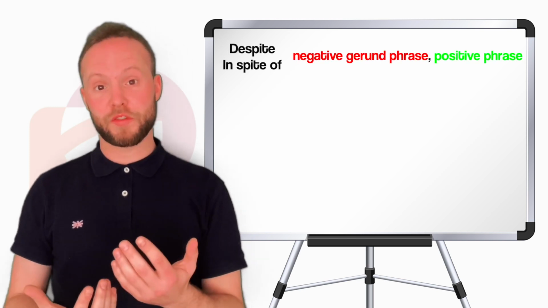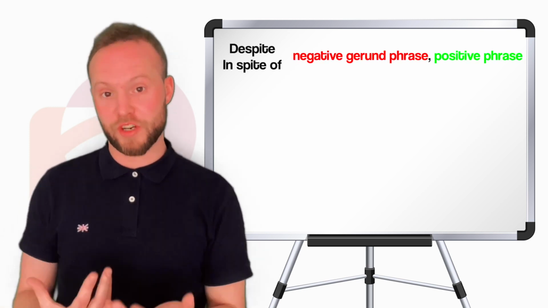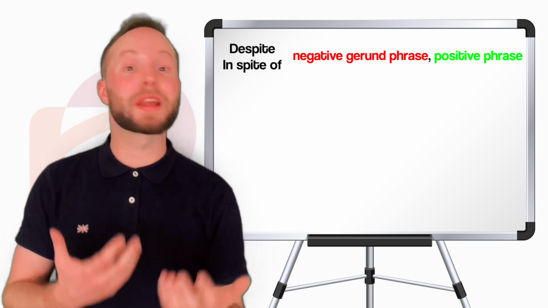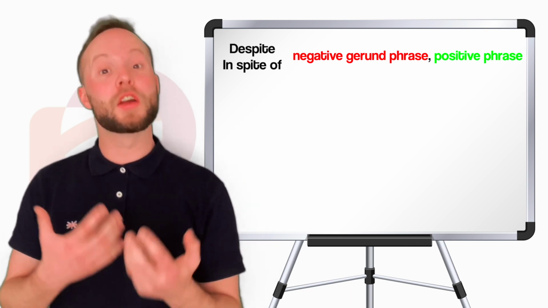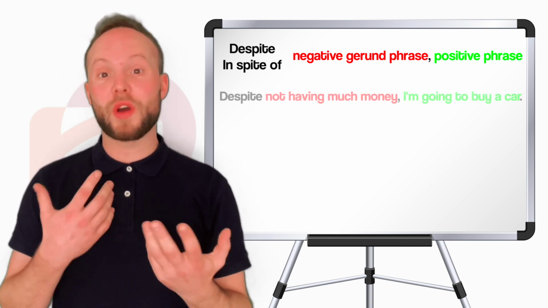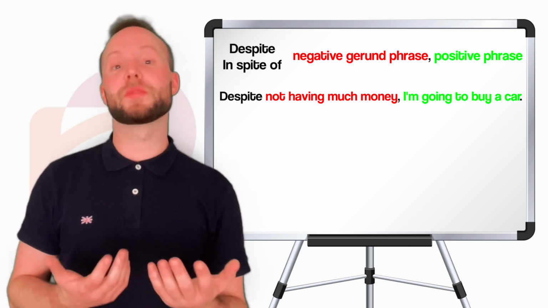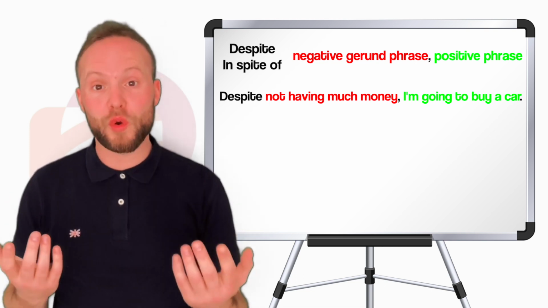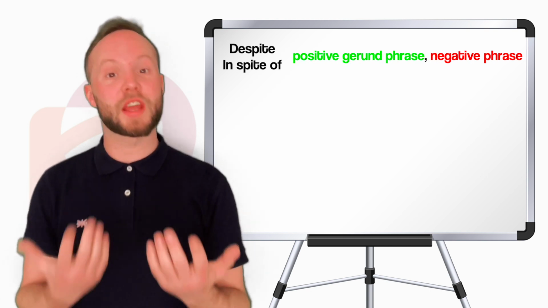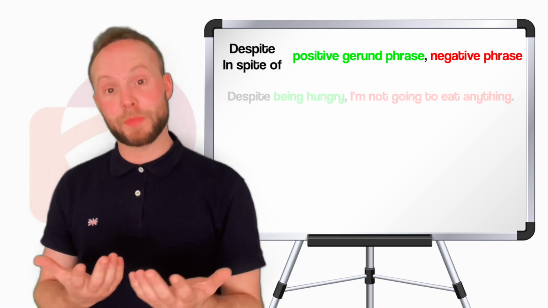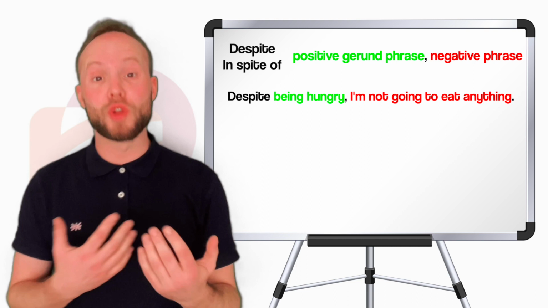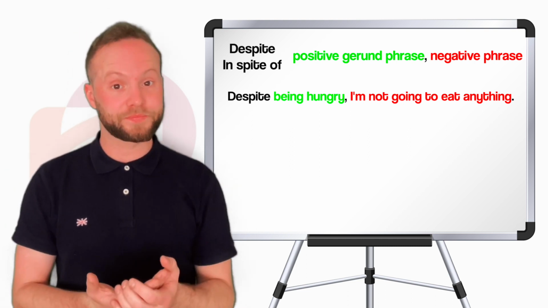Therefore, our first structure looks like this. Despite or in spite of plus a negative gerund phrase plus a comma plus a complete positive idea. For example, despite not having much money, I'm going to buy a car. And of course, we can swap around our positive and negative. For example, despite being hungry, I'm not going to eat anything.